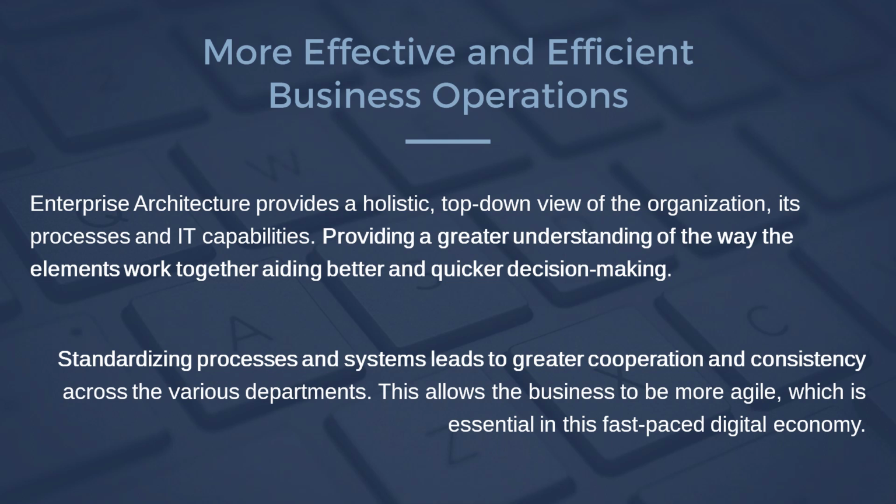If the same processes and systems are used to do the same job across multiple departments, then this saves time and money when changing or maintaining those systems. It also makes it easier for various departments to communicate with each other effectively and for staff to move between roles and departments more easily. Together, this allows the business to be more agile, which is essential in this fast-paced digital economy.